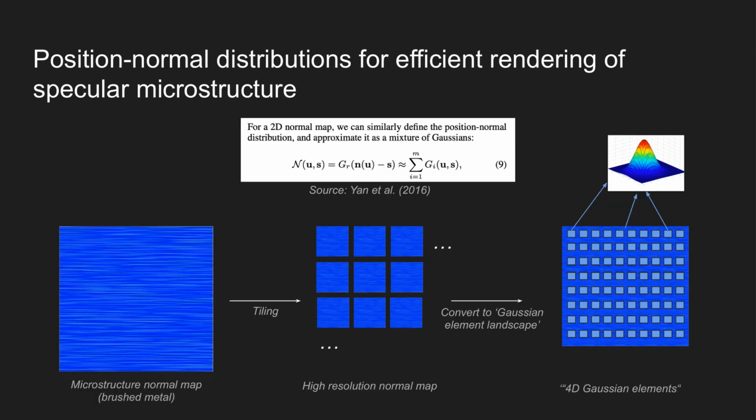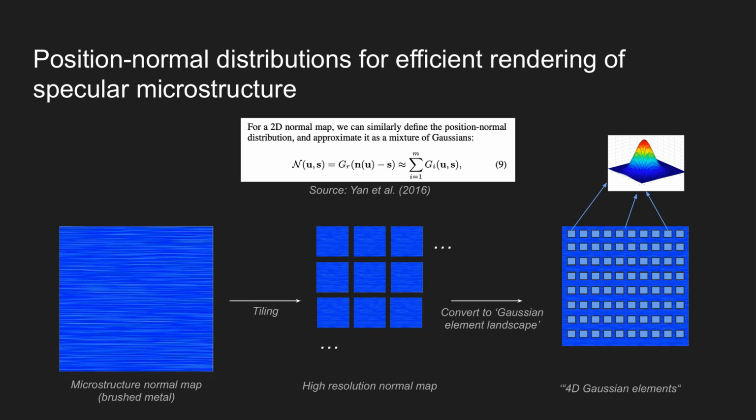They first pre-process a high-resolution normal map that represents the ground truth of the microscopic surface. This normal map is approximated by a collection of 4D Gaussians. These Gaussians are called Gaussian elements. Each of these Gaussians models the local position-normal distribution around the point they are placed.